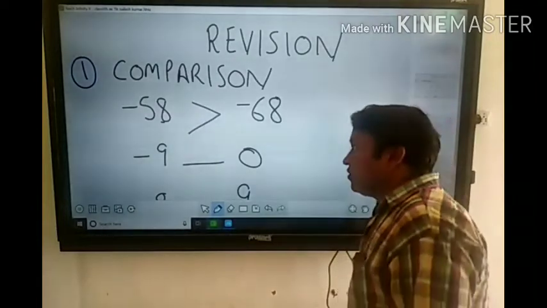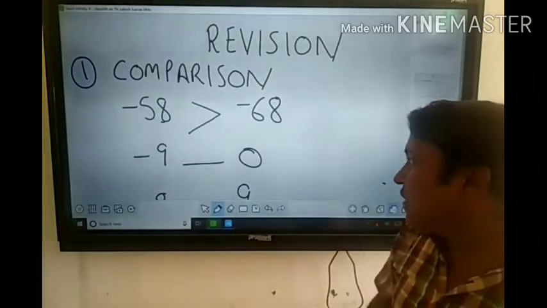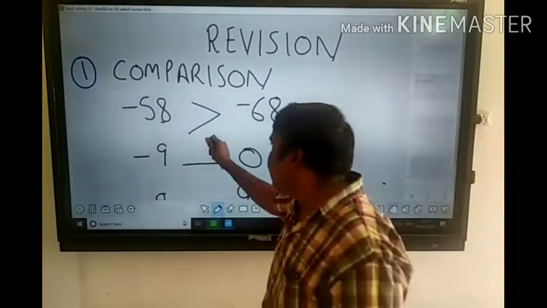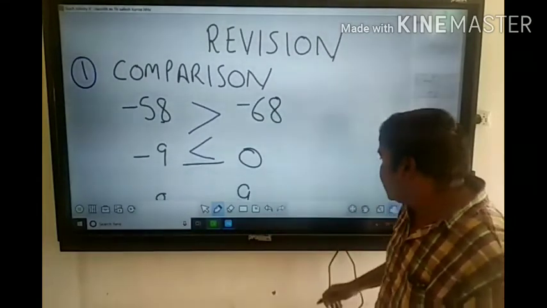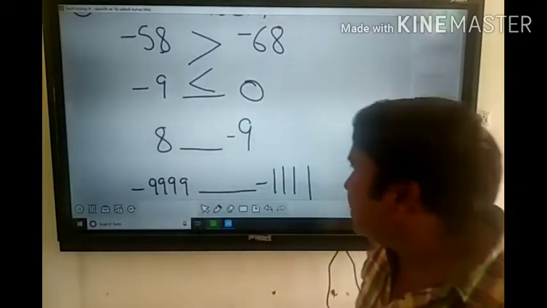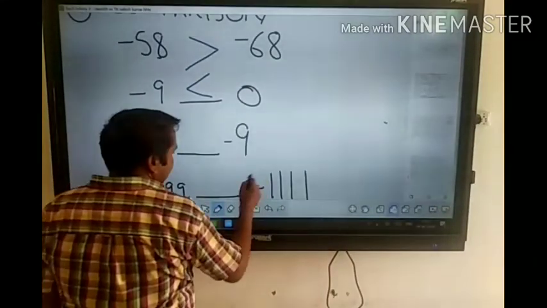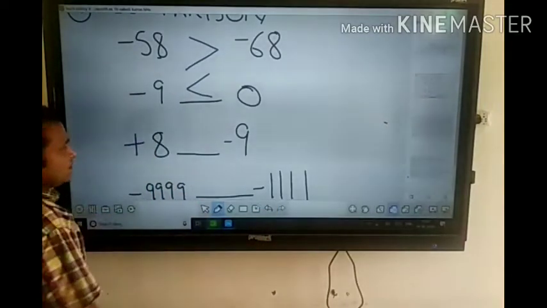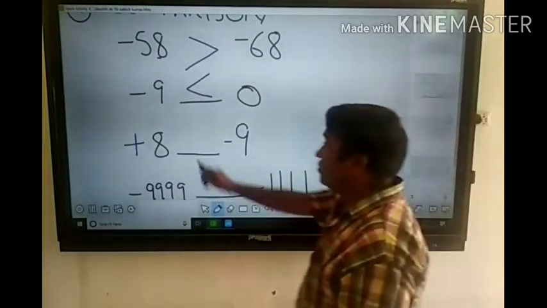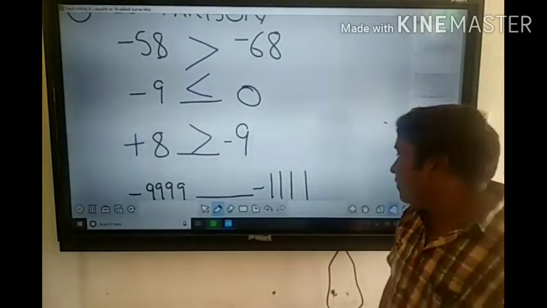Now, we are on the second question. Minus 9 and 0. Which between both is greater? You know that 0 is greater than every negative integer. So, we will mark the sign in the open sense toward 0. Now, in the third part, one is 8 and the other is minus 9. 8 means it is plus 8. We know the positive number is always greater than any negative number. So, I will mark the sign of the greater toward 8.